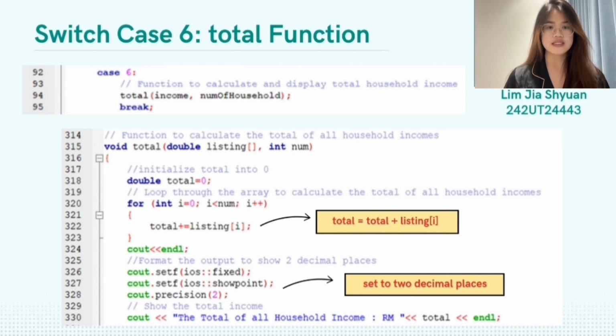First, a variable total is initialized to 0 to store the cumulative sum of incomes. Then, a for loop is used to calculate the total by using the equation total plus equals listing i, which is equivalent to total equals total plus listing i. And then you can see that there is a comment: configure the output to display 2 decimal places, from lines 36 to 38.